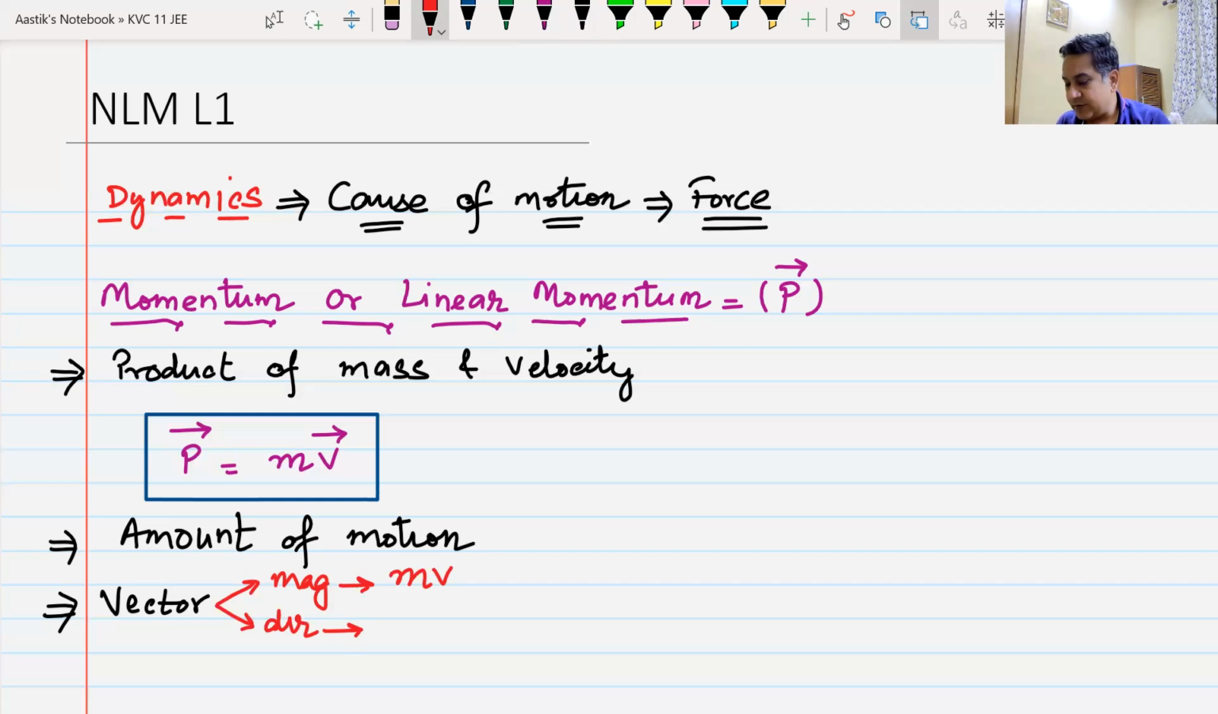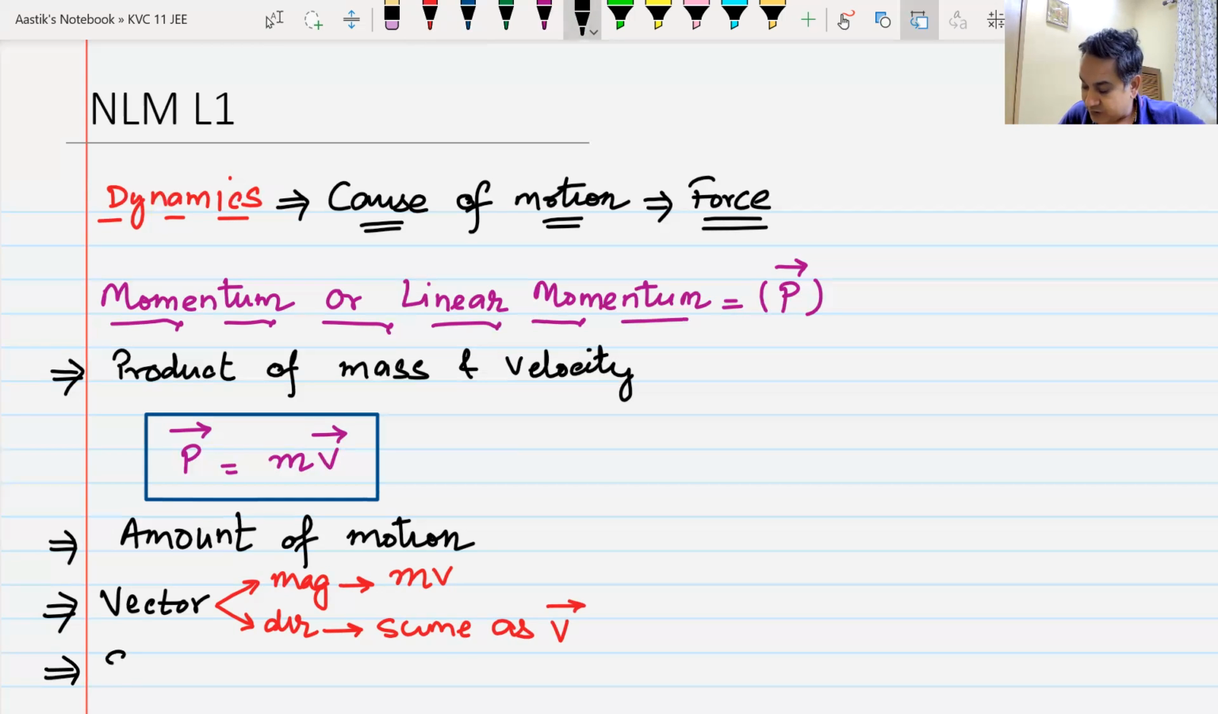In which direction will we say a body has momentum? How will you find the direction of momentum of the body? It will be the same as the direction of velocity, because momentum is mass multiplied by velocity. The only vector there is velocity. So the direction of momentum would be the same as velocity.